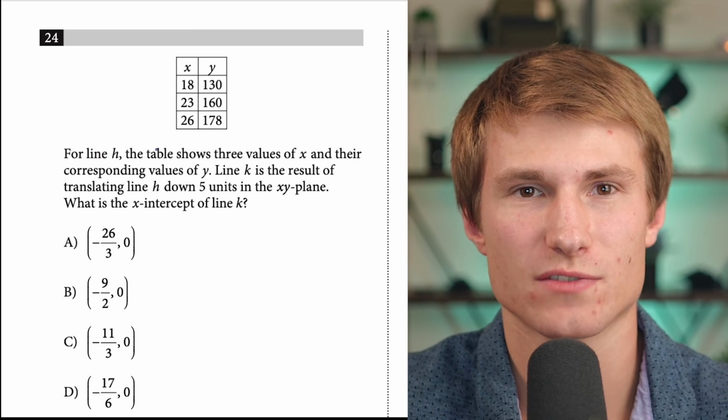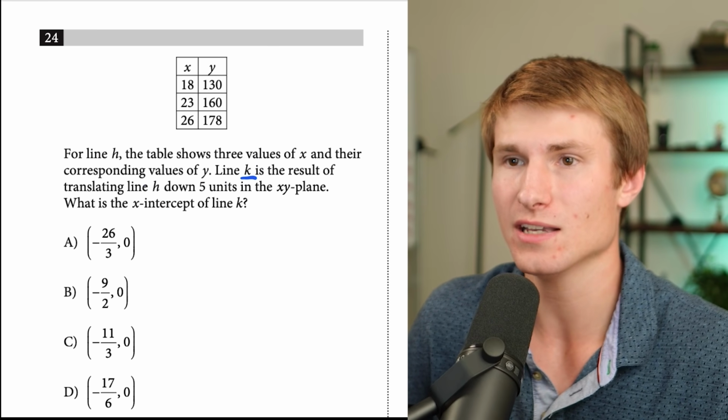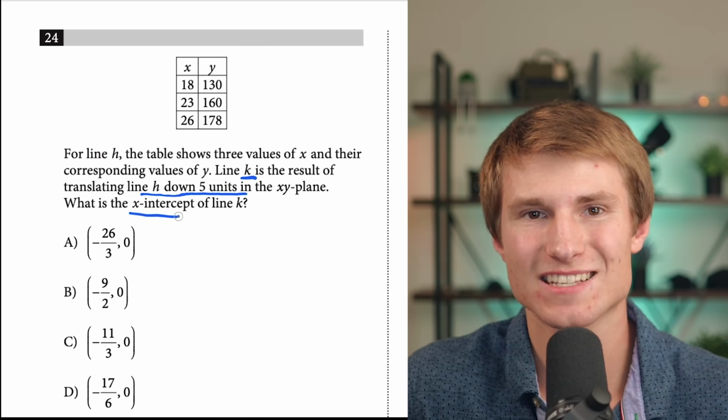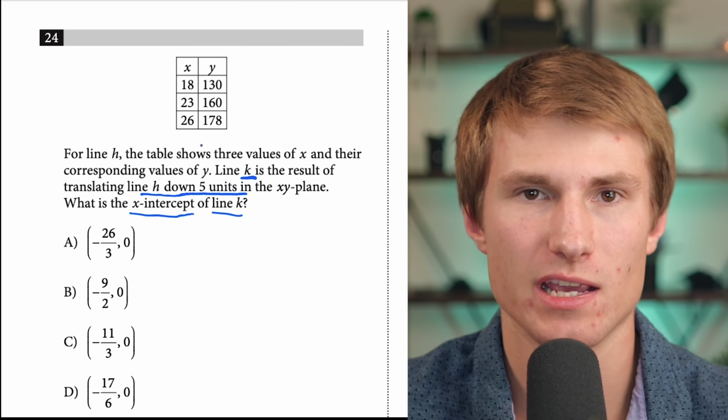Here's how to solve this difficult SAT math question. Question 24 states for line H, the table shows 3 values of X and their corresponding values of Y. Line K is the result of translating line H down 5 units in the XY plane. What is the X-intercept of line K? Well, in order to get to line K, we need to first know the equation for line H. So let's go ahead and find that.